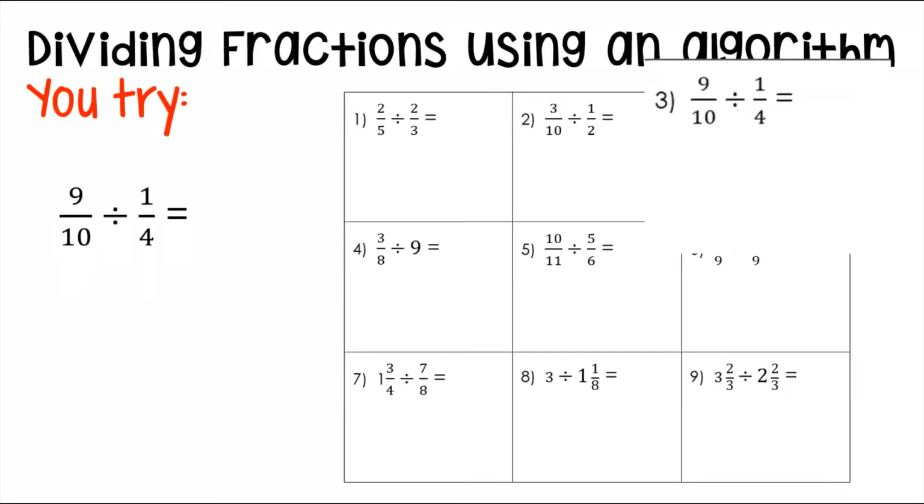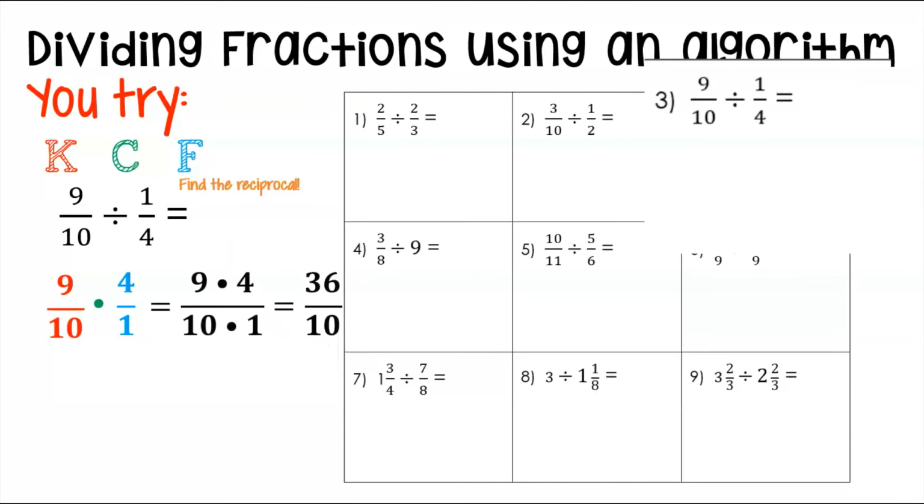9/10 divided by 1/4. So we're going to keep the first fraction, that's 9/10. We're going to change the division into multiplication, and we are going to flip or find the reciprocal of 1/4, which is 4/1. Then we simply multiply across. 9 times 4 is 36, and 10 times 1 is 10.